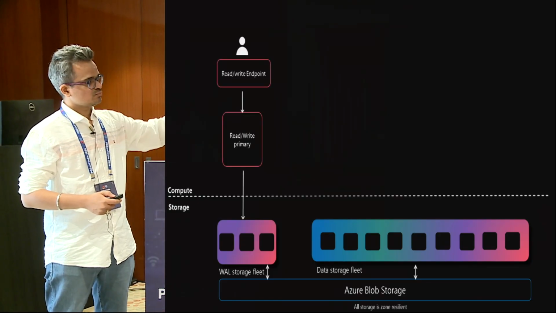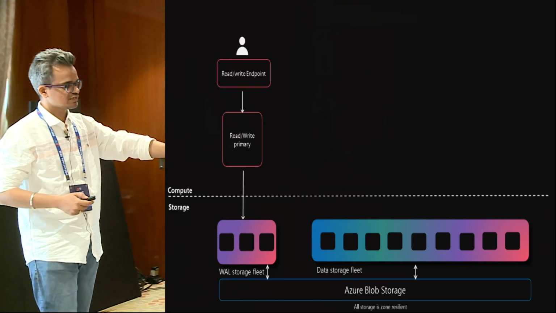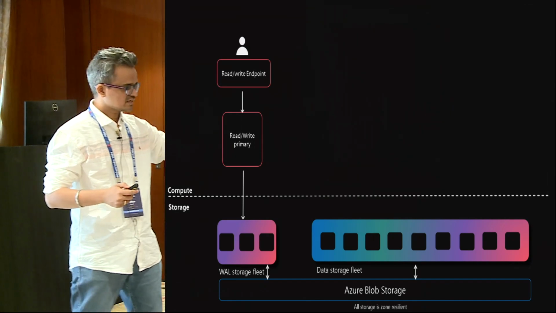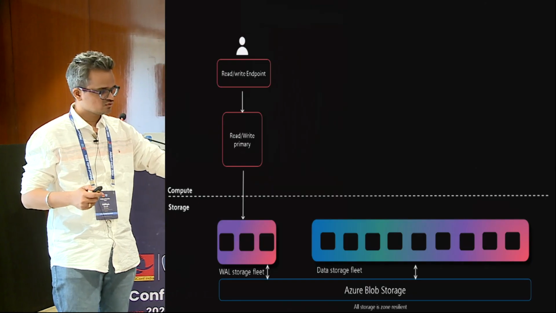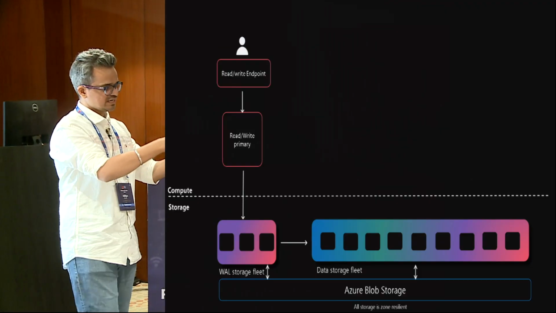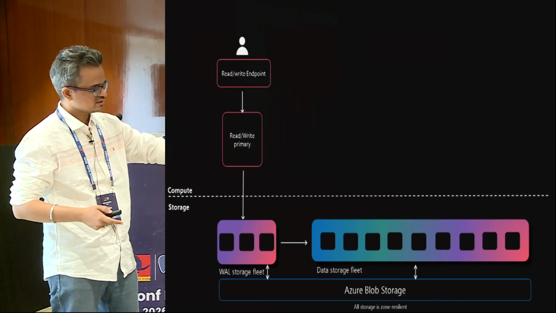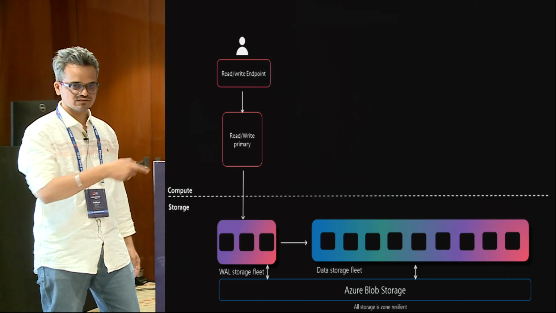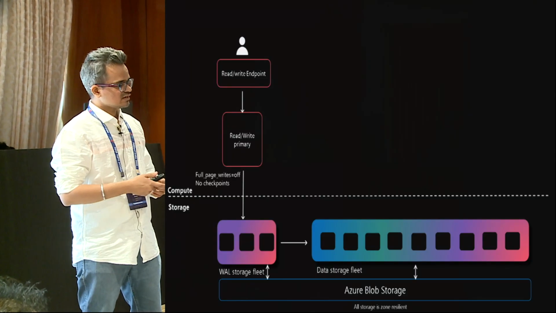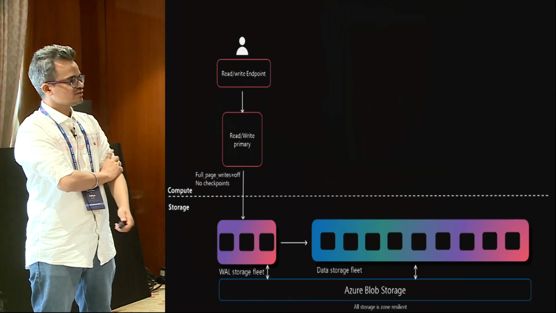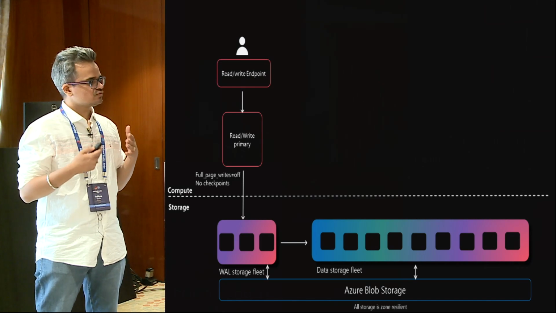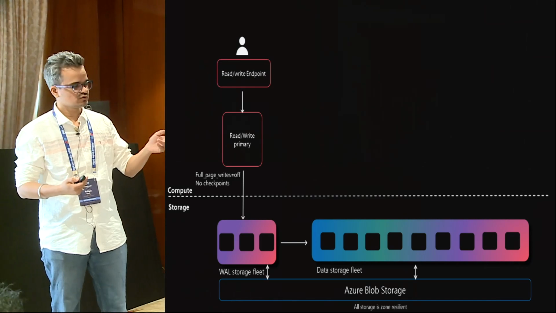You have the read-write endpoint, where your primary is writing to the WAL storage fleet, and the WAL storage fleet contains the tail of the transaction logs overall. The WAL transactions get archived to Azure Blob Storage asynchronously. Then the WAL storage fleet also moves the transaction data to the data storage fleet. We will see in subsequent slides how the data storage fleet actually works. Then in Azure HorizonDB, full page writes are off. There is no worry about torn pages, and no checkpointing.